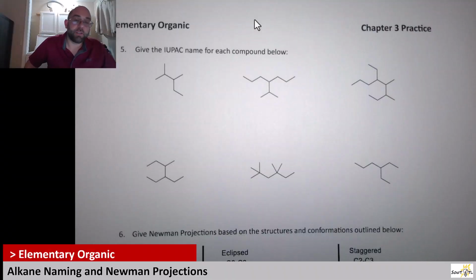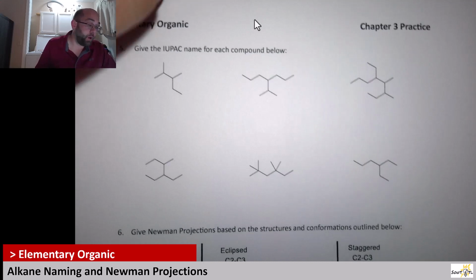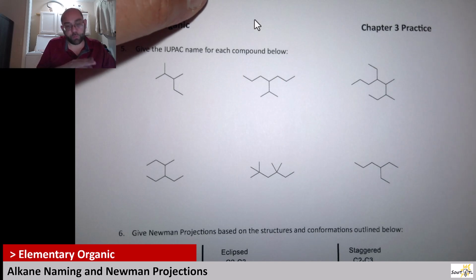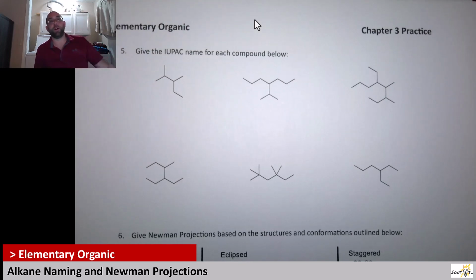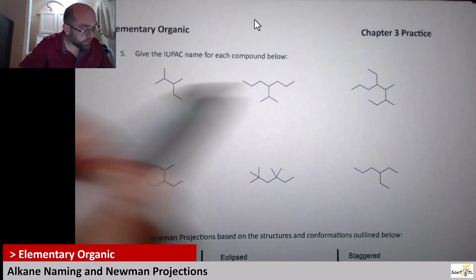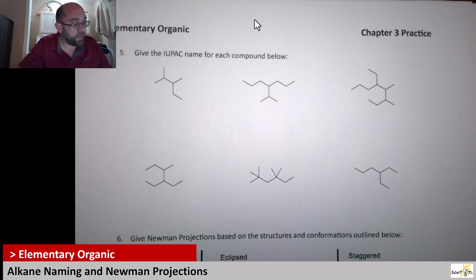Hello Chem Minions. In this video we're going to do two things. We're going to practice IUPAC naming for alkanes, and that's mostly on the chain side, but then also we're going to practice some Newman projections for two molecules looking down a specific bond. Alright, so the first six here, we need to give the IUPAC name for these.